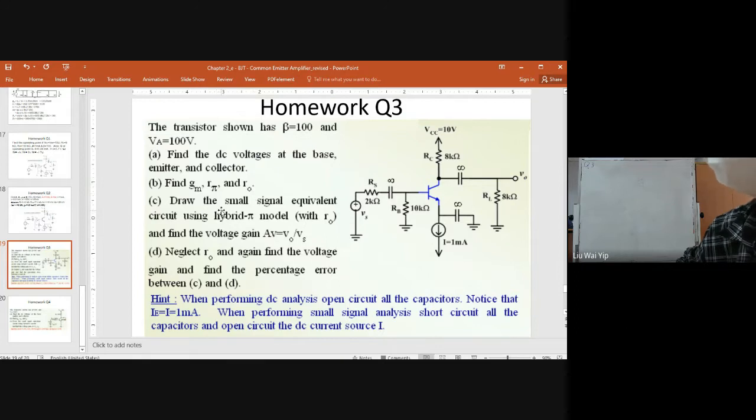And we are going to use the small signal equivalent circuits to find the voltage gain Vout over Vin. And finally, we will try to find the voltage gain again without the early effects, and then we will compare the percentage error. So this is the question.